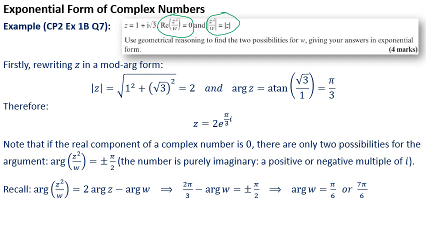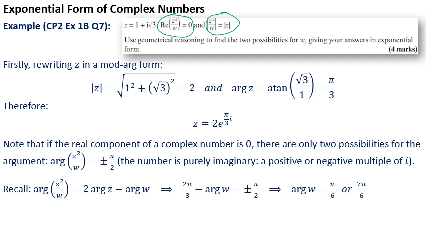You might recognize shades of logarithms in here. If you have log of z squared over w, that's equal to 2 times log z minus log w. The rules are the same because arguments are logarithms. Arguments are exponentials. They are the exponents or the indices or the powers. And another word for index or power is logarithm.